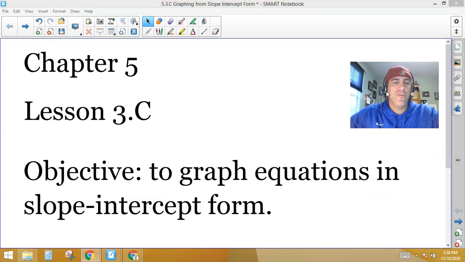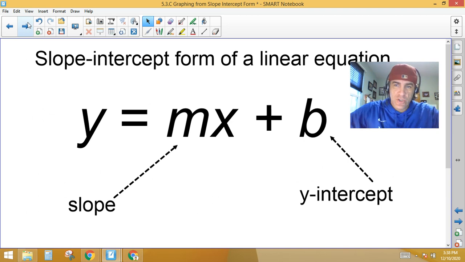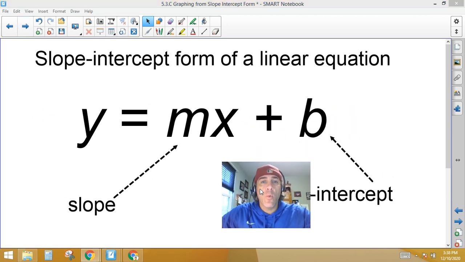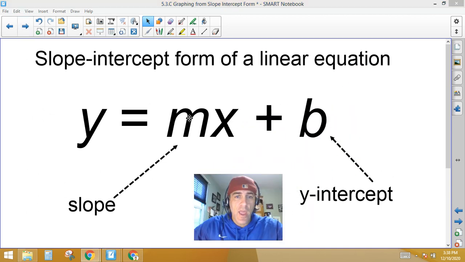We are on chapter 5, lesson 3C. And all we're going to be doing with this lesson is graphing equations that are in slope-intercept form. So it should be quick and easy, right to the point. A couple reminders though. Slope-intercept form of the equation, y equals mx plus b. M is our slope, the number out in front of the x, which is our rise over our run, our rate. And b over here is our y-intercept, our starting amount, the initial value, lots of different terms that we could use for that.